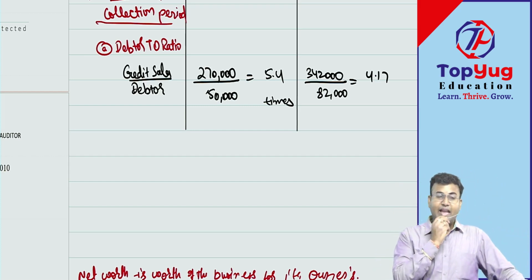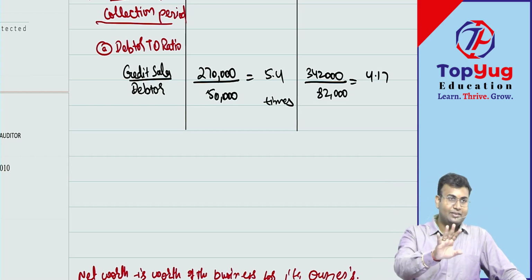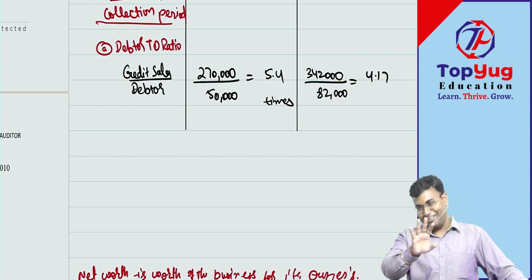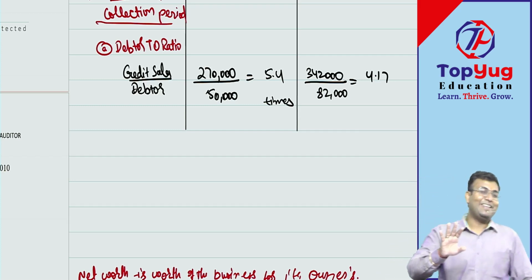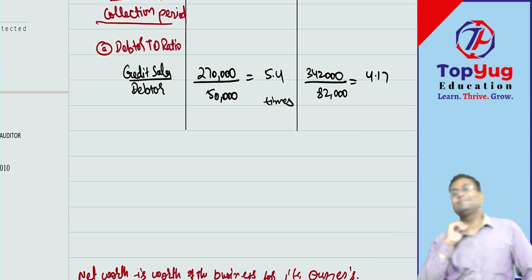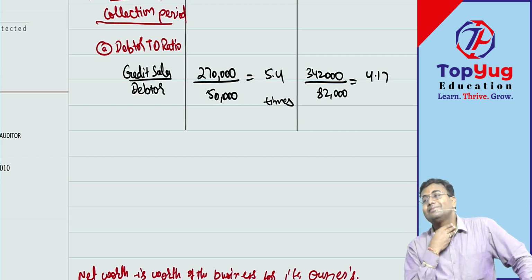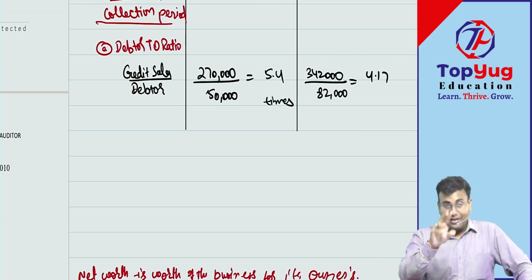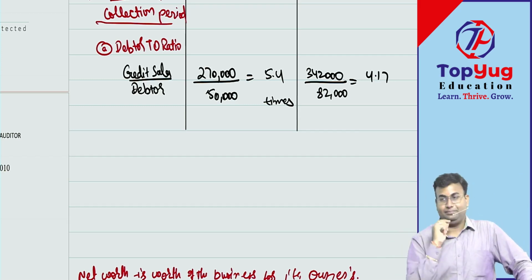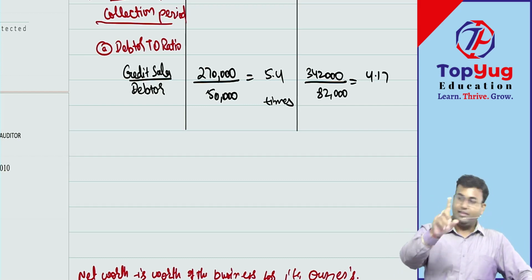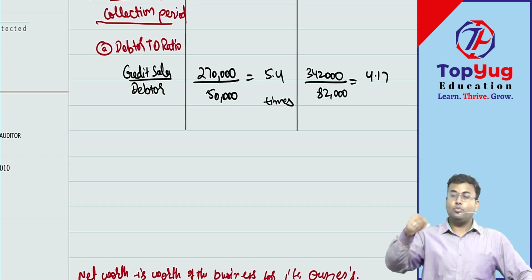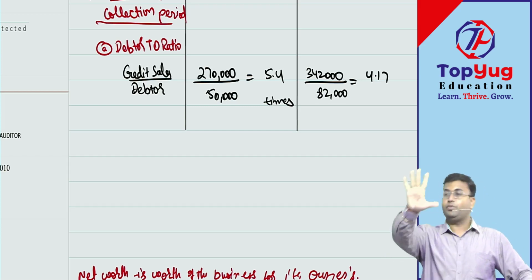Okay? And if your debtors are all prompt, all timely paying, yes, again, only theory it will be there. So all timely paying, then how many cycles it will be? 12 cycles. Each month one cycle, 12 cycles. So what would be debtor turnover ratio in that case? 12.